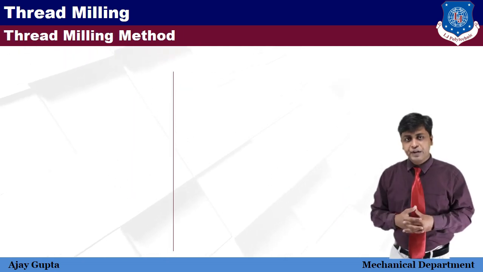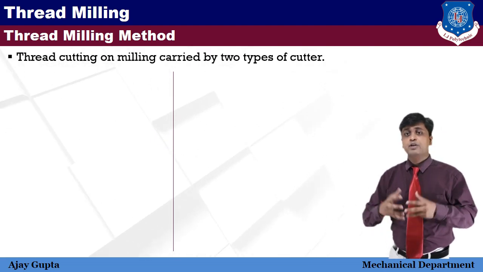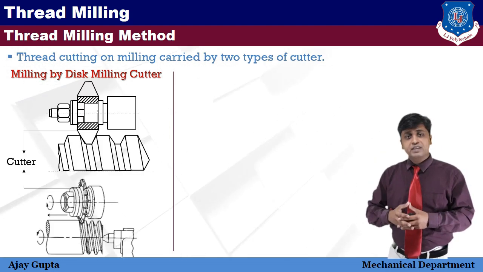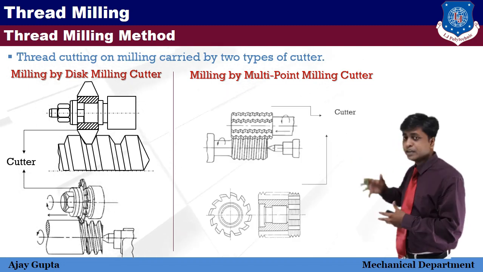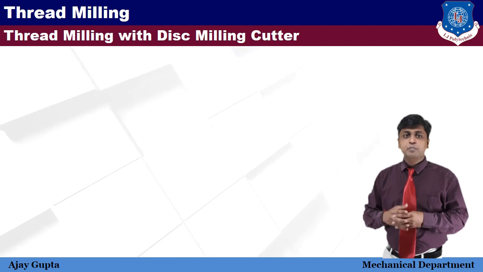So next one is thread milling method. Friends, thread cutting on a milling machine can be done by two types of cutters. The first one is thread milling with the disc milling cutter and the second one is thread milling with the multi-point milling cutter. So now let's see thread milling with a disc or single milling cutter.